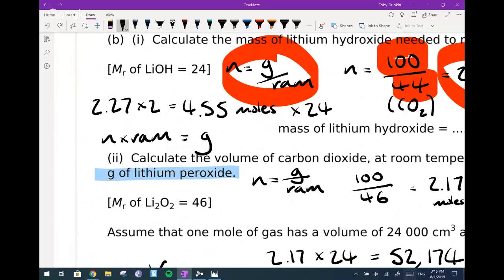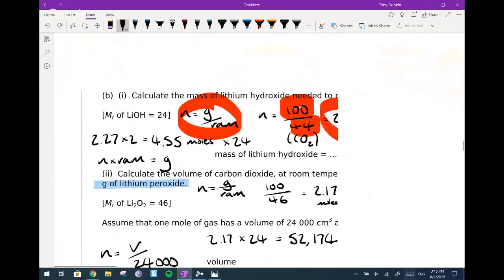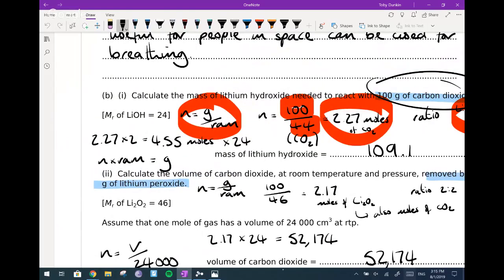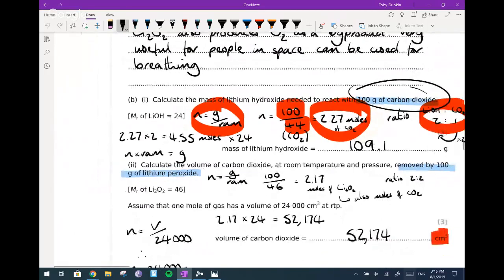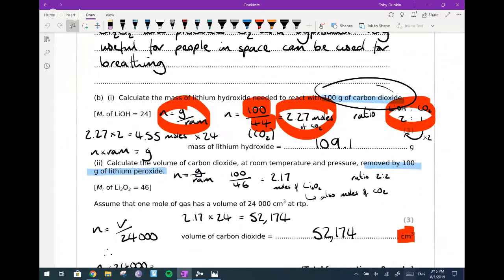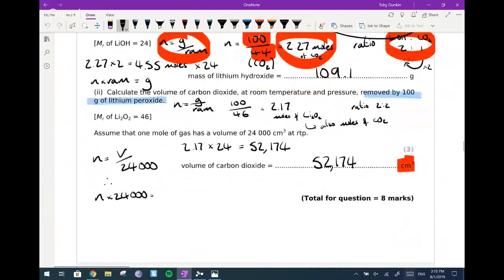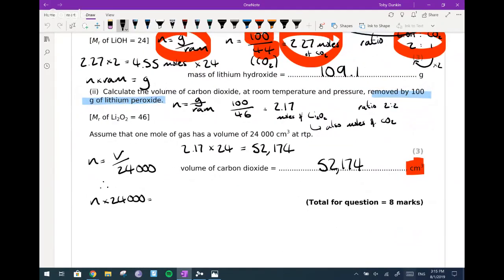Times it by 24 at the end, because that is the Mr of lithium hydroxide, times by 24, and I get a mass. That's tricky, but you see the process is the same. Get to moles, use the ratio, get out moles. Not complicated.